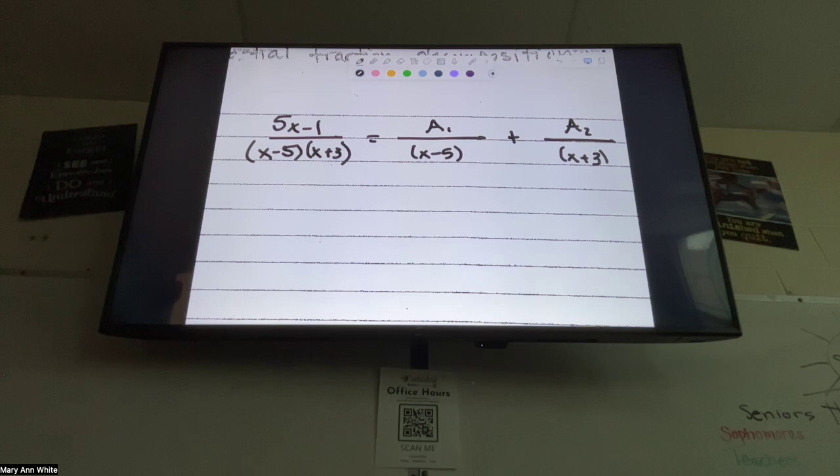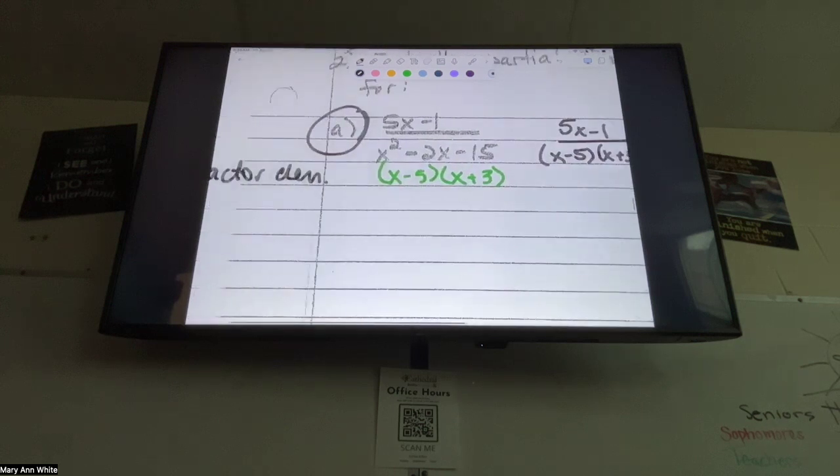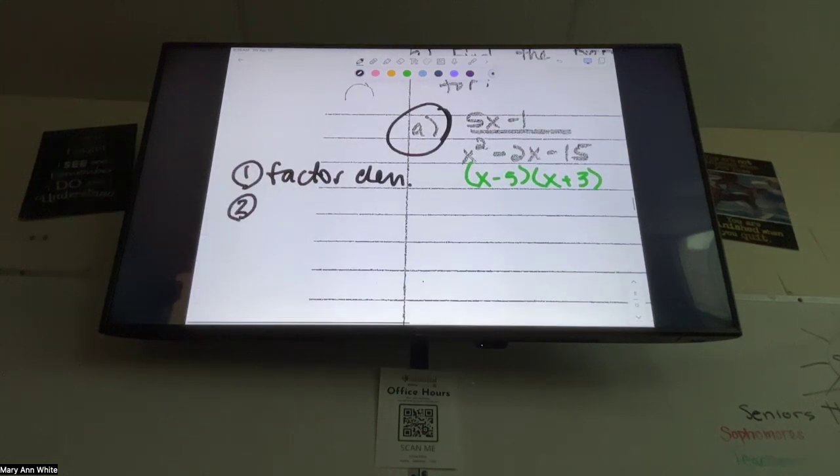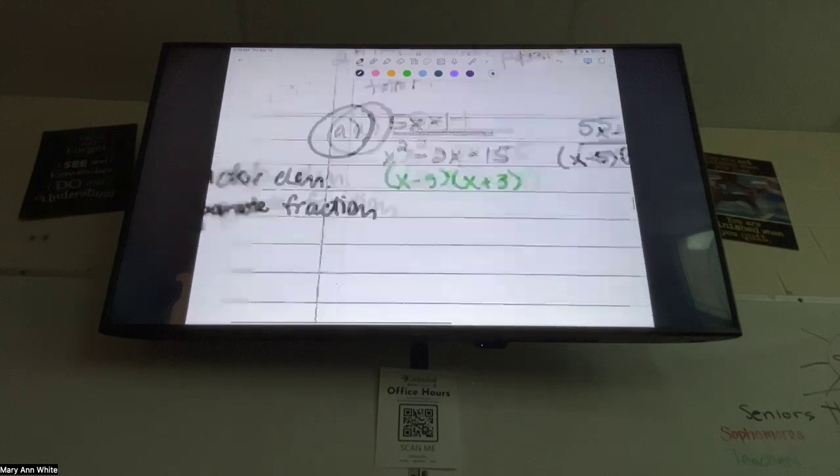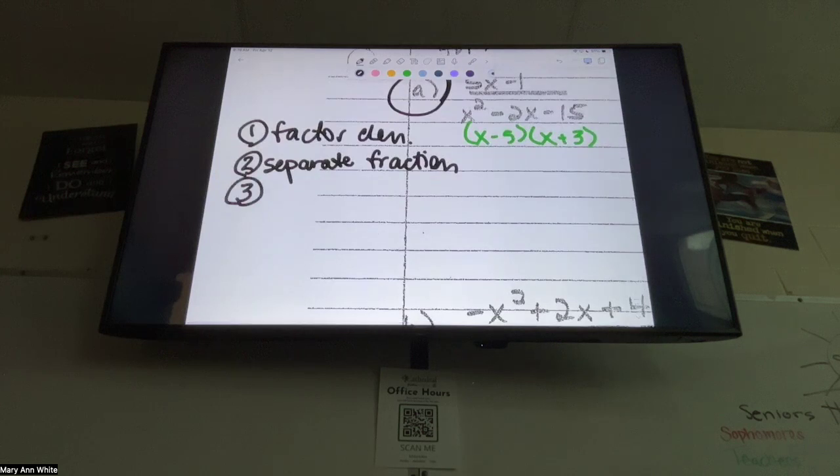Okay. So we factored the denominator. The second step that we just did is to separate the fraction. We need to solve for our a sub 1 and a sub 2. So we're going to solve by clearing the denominator. We're going to start our solving journey, and we're going to do that by clearing the denominator.